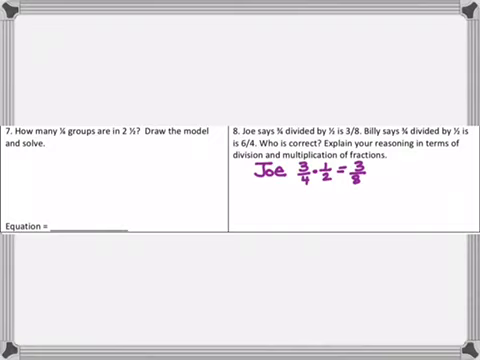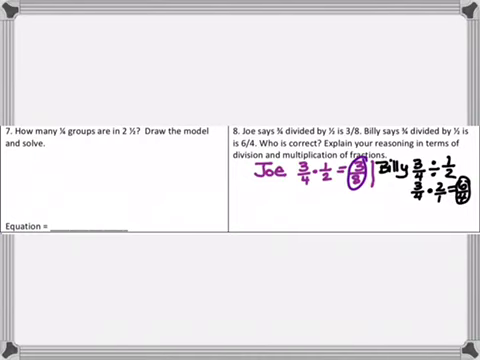When thinking about Joe's process, it looked like he multiplied numerator times numerator, which is 3 times 1, and got 3, and 4 times 2 to get 8. While on the other hand, Billy looks like he did multiplying times the reciprocal because he wrote 3/4 divided by 1/2, and then he did 3/4 times 2/1 gives you 6/4. If I were to choose, I would say that Billy is the most correct in this particular example based on the procedure he used for division of fractions.